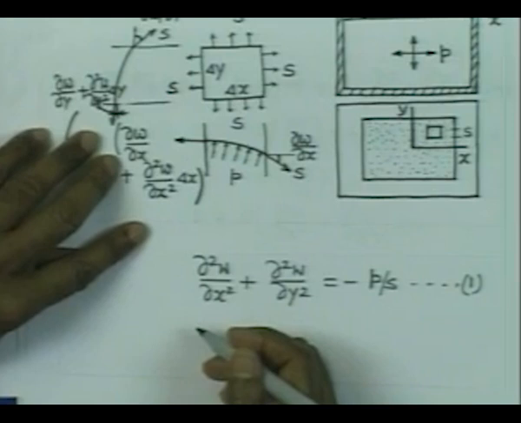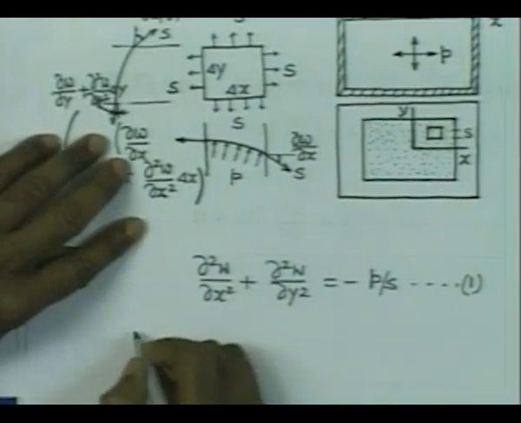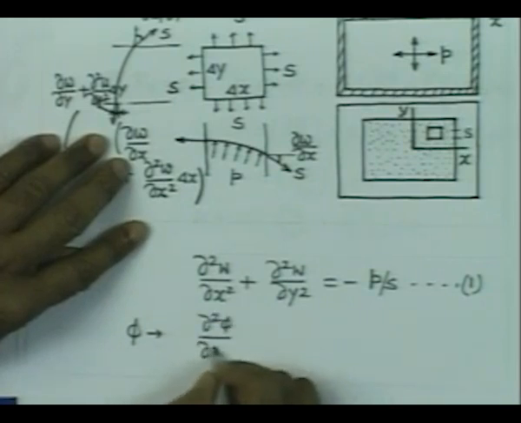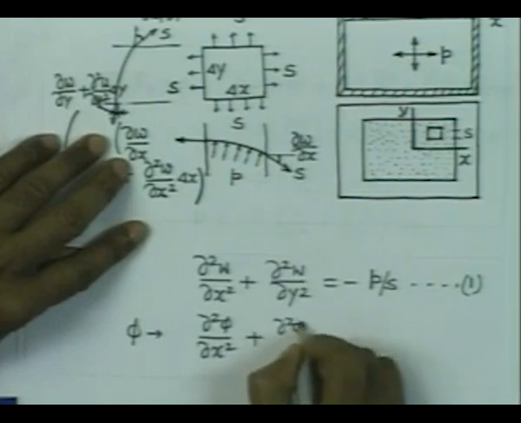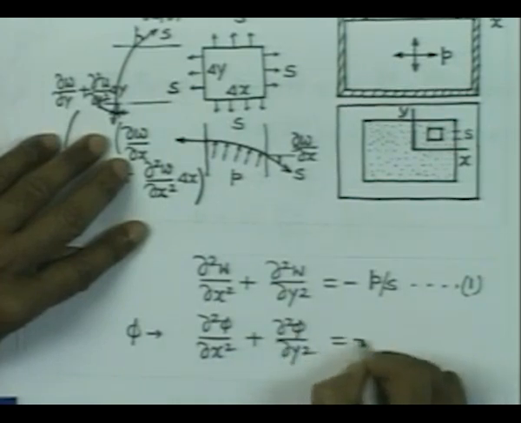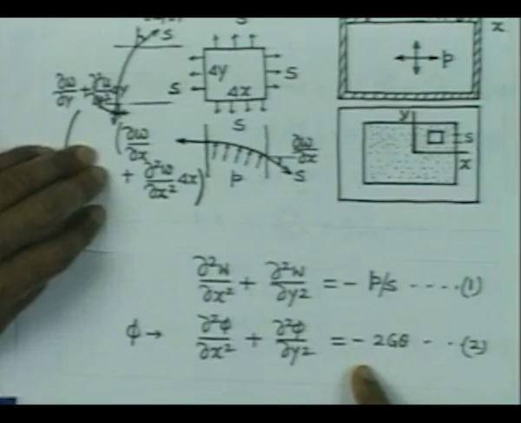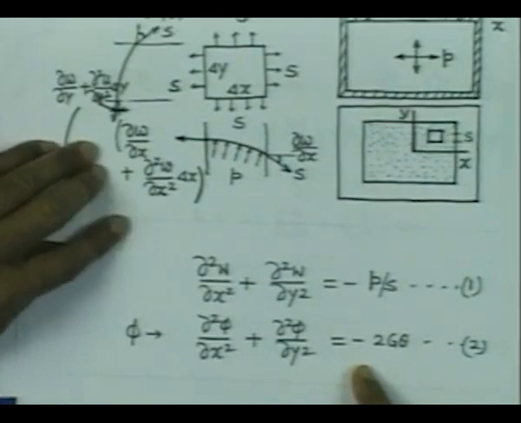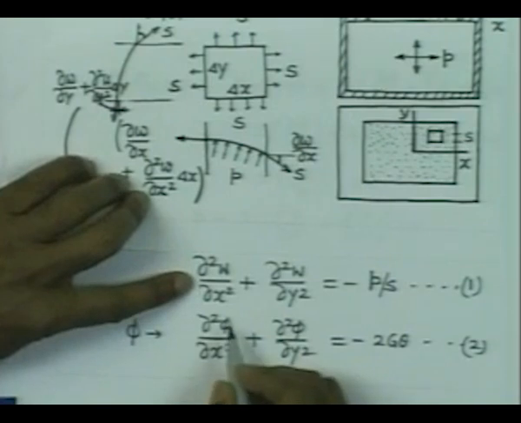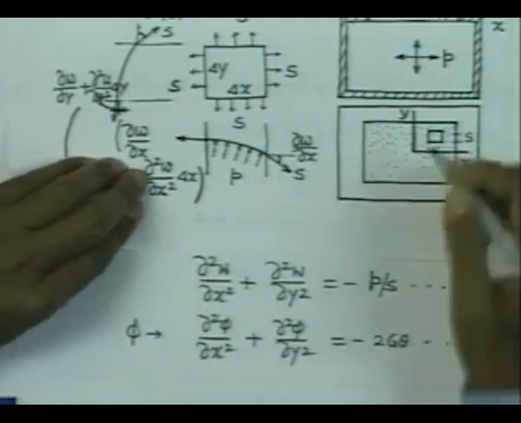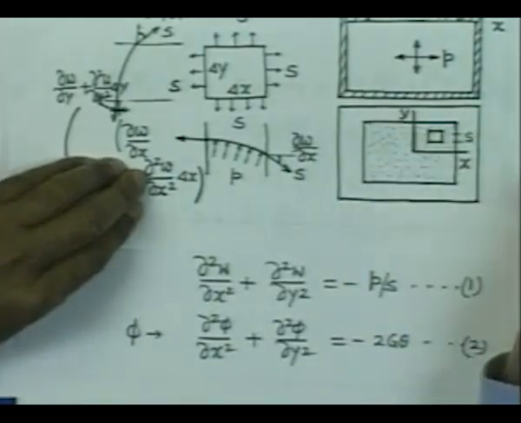If you remember, the Prandtl stress function phi also satisfies an equation of the type delta 2 phi delta x square plus delta 2 phi delta y square is equal to minus 2g theta. So, these two equations are analogous, and therefore, it is possible to get an idea about the function phi by looking into the deflection of the membrane, provided the geometry of the membrane boundary corresponds to that of the shaft that one is interested in.